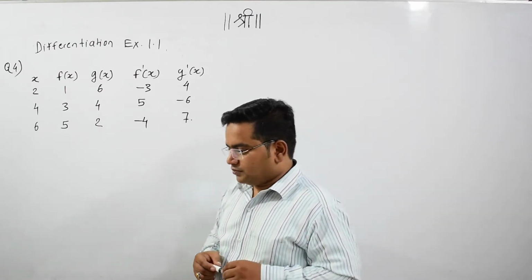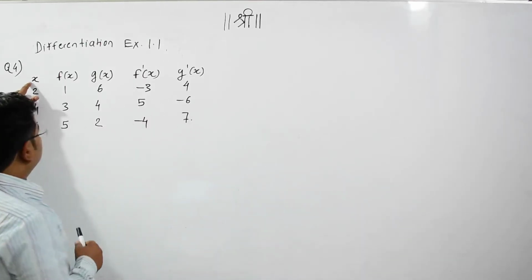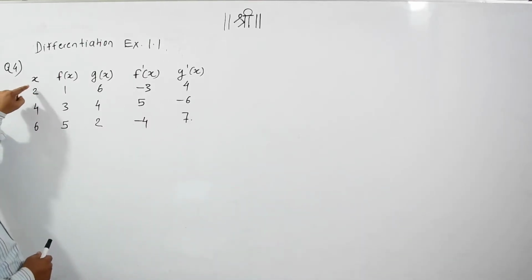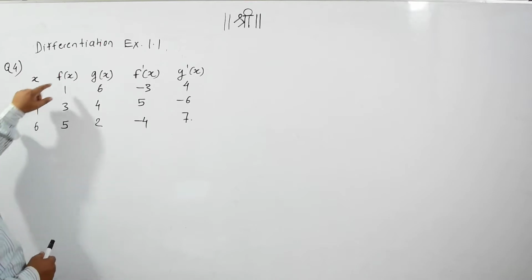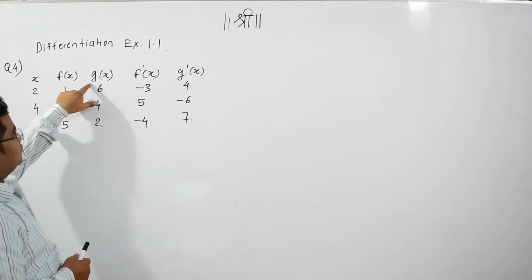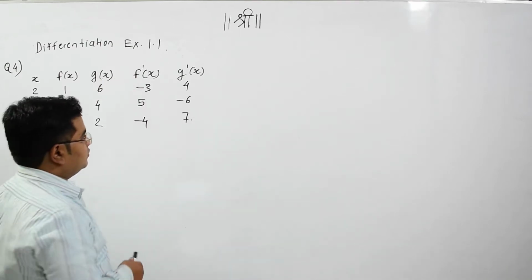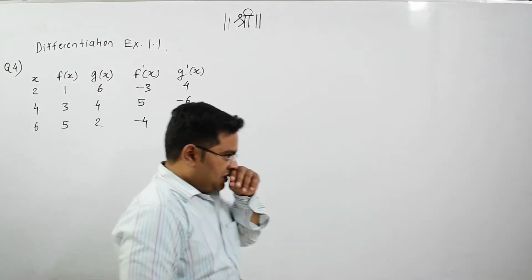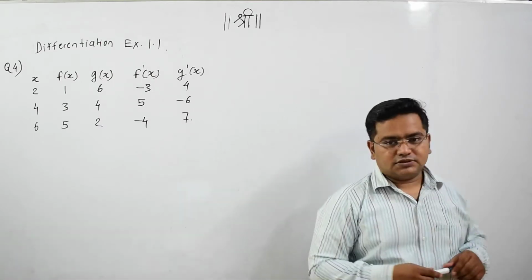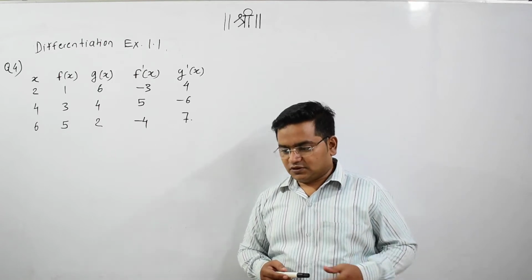The most important parameter here is given: whenever we choose the x value, so x is equal to 2, 4, 6, f of x will be 1, 3, 5, g of x is equal to 6, 4, 2 and so on. Everything is given over here. Now what we need to do is find out its respective values, whatever they ask in these questions.